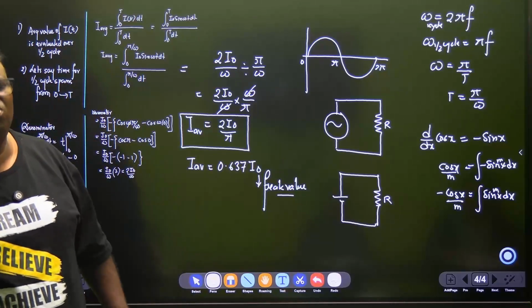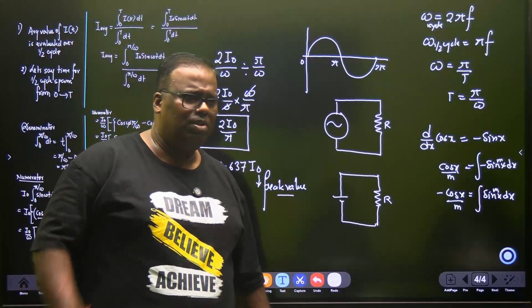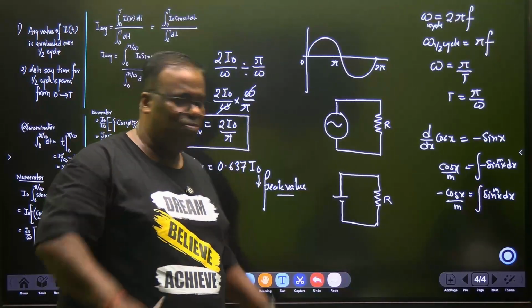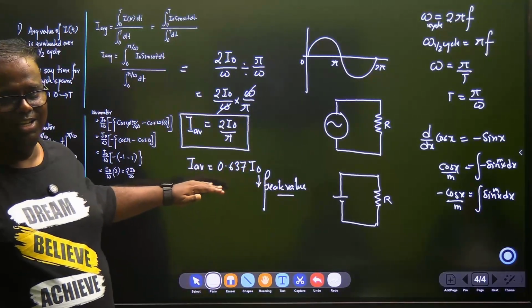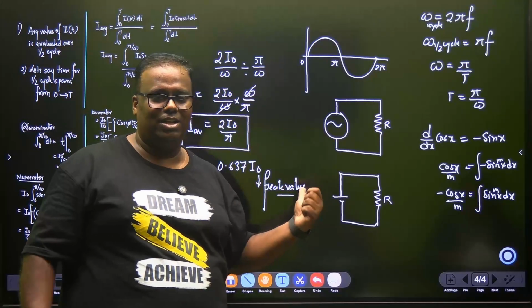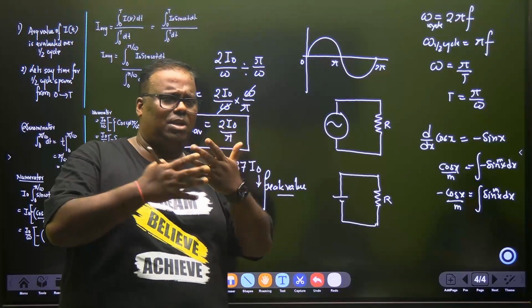Because we cannot work with a fluctuating quantity. Even if a child keeps on fluctuating in front of me, I'll let him sit at one place first. You have made him sit at one place. In that sense, it has become now a direct current. So once again, let's try to make it better in English.